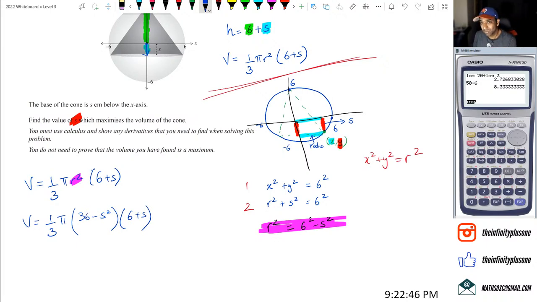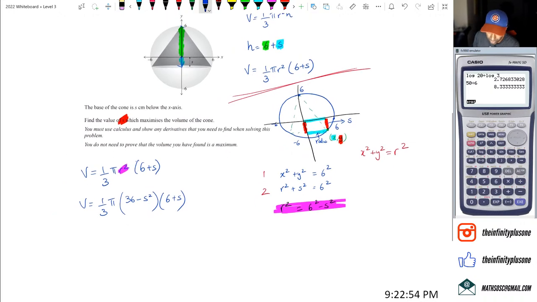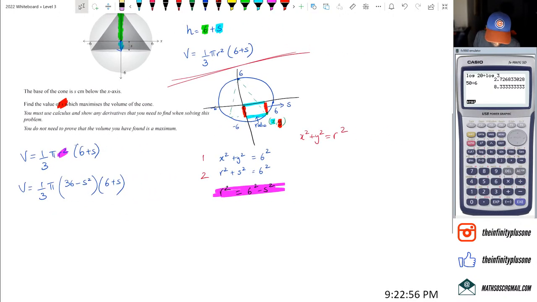And I think, guys, we're pretty much done with this question after this, because all you have to do is expand this bracket, differentiate, put it equal to 0, which I'm going to do real quickly, and then we'll call it a night after that. So we've got V is equal to 1/3 pi, 36 times 6. My head is not working. 180, 216, is it? Could be completely wrong. Yep, 216. So 216 plus 36s minus 6s squared, and then minus s cubed.